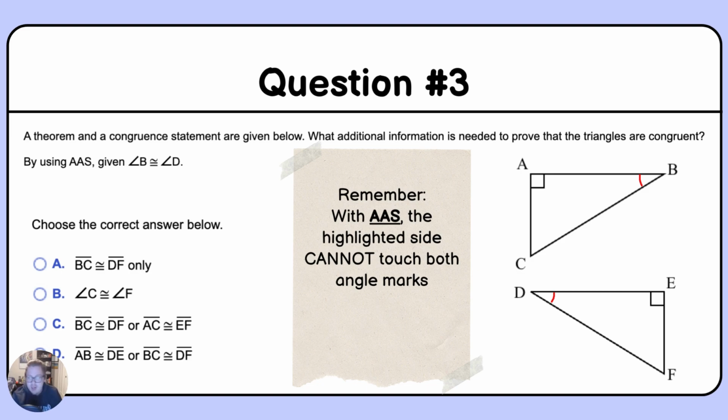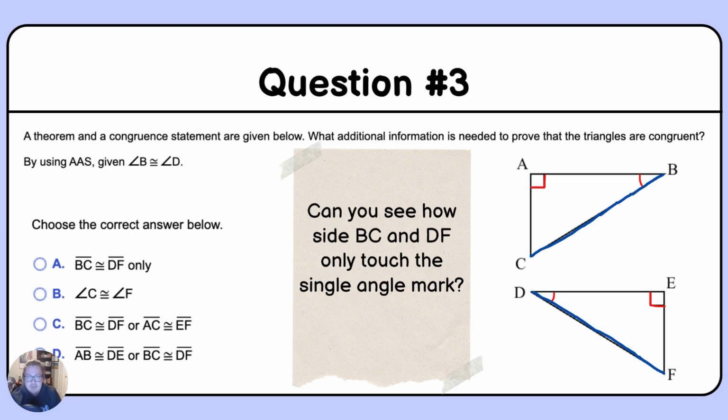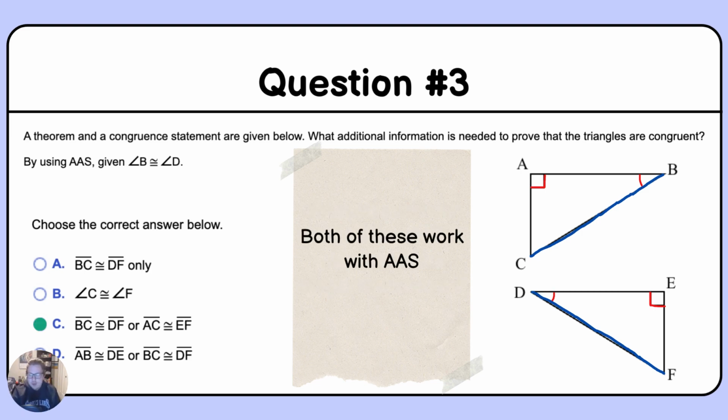What we need to know about angle angle side is that whatever side I choose, when I look at it, it has to touch only one of the angle marks. It cannot touch both. So let's take a look. Can you see, when I highlight side AC and EF, in this case it's blue, it only touches the right angle mark? So that's important. And when I highlight side CB and DF, can you see how that highlighted side only touches the single arc mark? That's what we're looking for in angle angle side. It can only touch one of the angle marks, not both. So it can be either one of those choices. Both of those work.